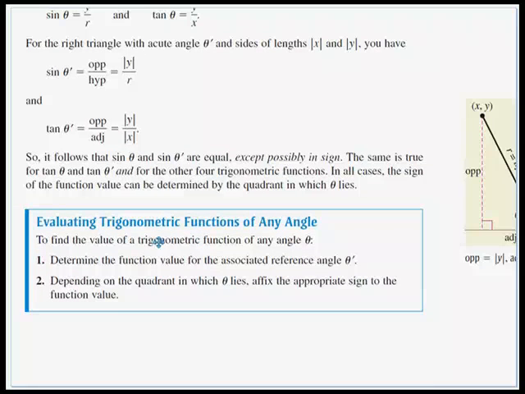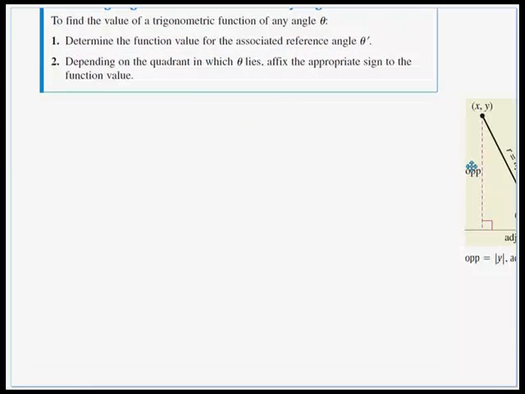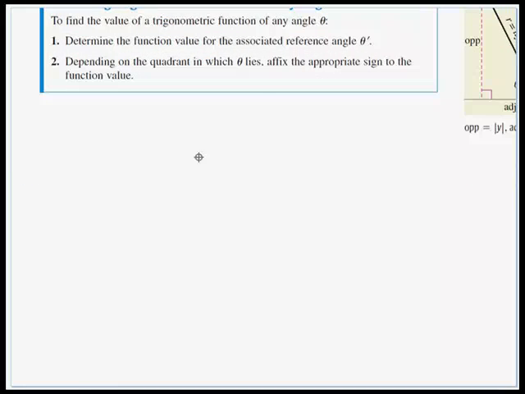And it says here, to find the value of a trig function of any angle, first determine the function value of the associated reference angle, theta prime, and depending on the quadrant, affix the appropriate sign to the function value. Now that's how the book shows it here. This might make a little more sense to some people.